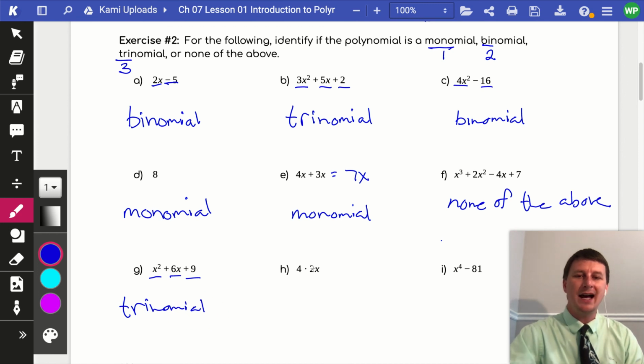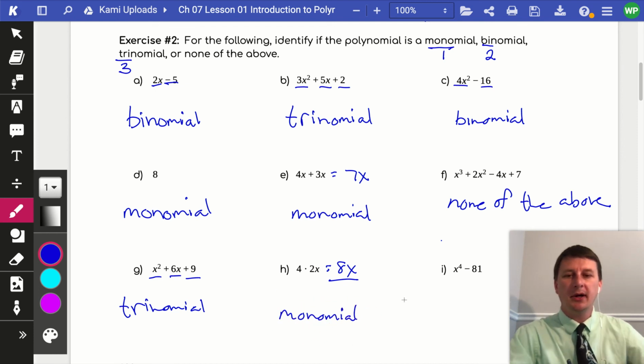Here we have 4 times 2x. And now all these other ones had adding and subtracting. Now this has multiplying, and we are able to multiply 4 times 2x. And when we do so, we get 8x. And 8x is just one term, and an expression with one term is called a monomial.